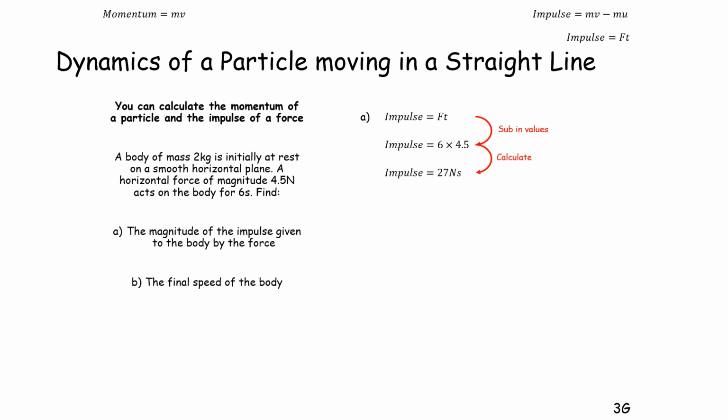So here's an example. A body of mass 2 kg is initially at rest on a smooth horizontal plane. A horizontal force of magnitude 4.5 newtons acts on the body for 6 seconds. We are asked to find the magnitude of the impulse given to the body by the force, and then the final speed of the body. So first of all, impulse is given by force times time. If we substitute the information, we get impulse equal to 27 newton second.